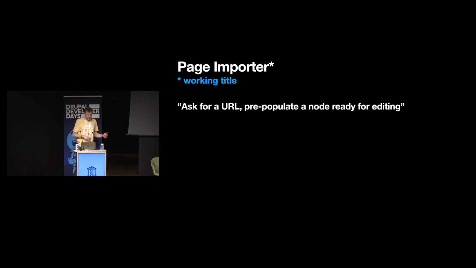Next one is the page importer. Last one's the page importer. It doesn't really do anything other than pull everything together. It gives you a form with a URL and asks you to fill in that URL, and then it goes away, calls the population, and that does the other things, and we come back with a pre-populated node that is ready for editing. And that's the interface that you saw.